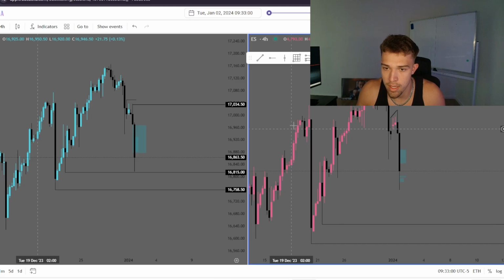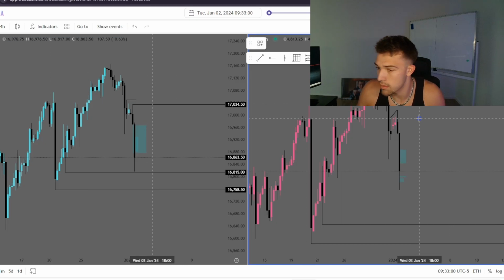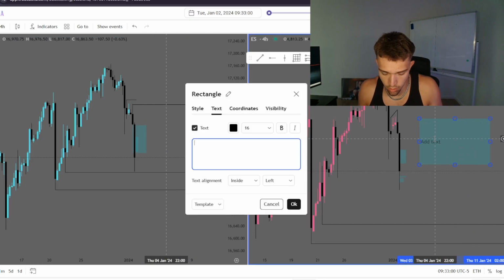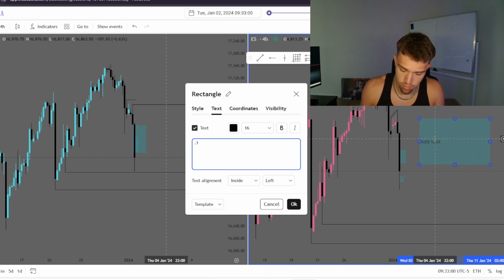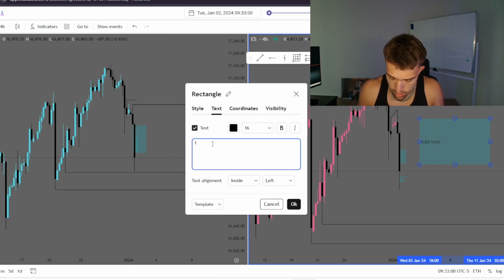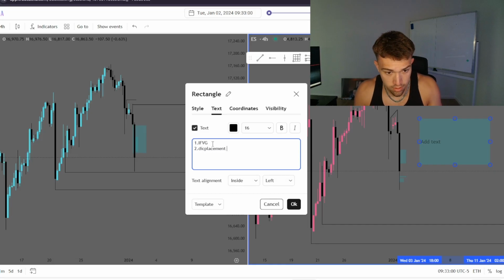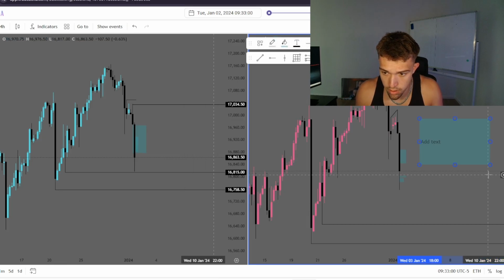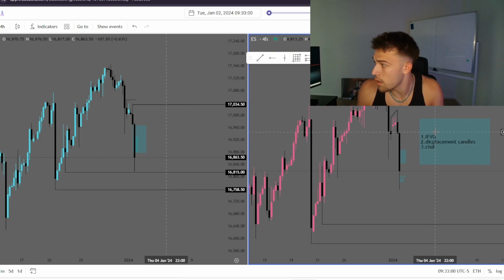So, let me make like a little box right here. All right, so the main entry model I take are inverse fair value gaps on the 1 to 5 minute time frame. I love inverse fair value gaps. They are goated. They are my Shayla. Number 2, displacement candles, and then number 3, CISD. Those are my 3 entry models right there.